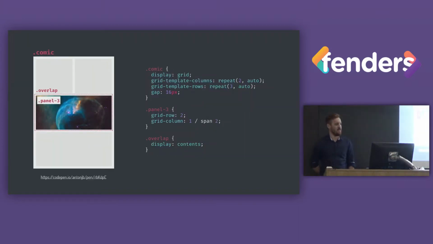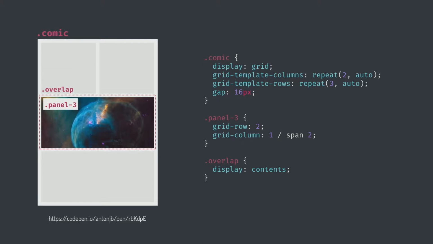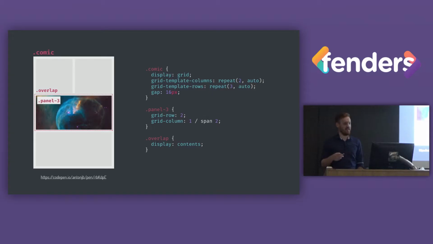So the grid I've sort of shown you already. This time we're adding in the rows. So our panel is wrapped in a container and that gets display contents. What that does is essentially removes that container from there and makes panel 3 part of the grid. And you'll see why that's important in just a minute. And then panel 3, it spans between those columns.